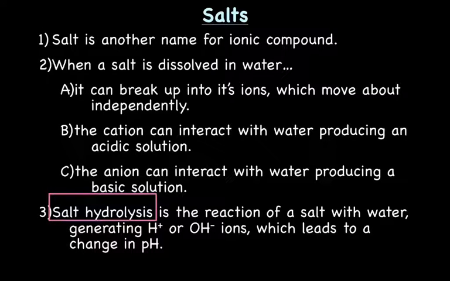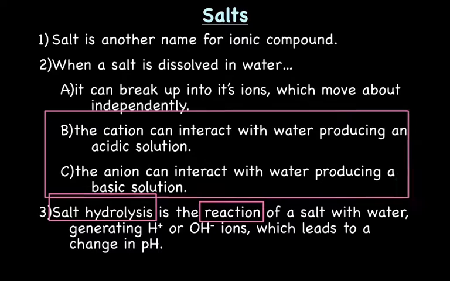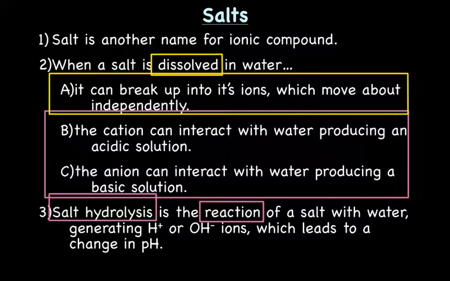Salt hydrolysis is the reaction of a salt with water generating H plus or OH minus ions, which leads to a change in pH. So, when we're talking about the hydrolysis of water, we are talking about points B and C here, where the anion or the cation actually interact with the water, producing hydronium and hydroxide ions. When we're talking about a salt dissolving in water, it's not actually reacting with water, and this is where you end up with just independent ions moving about.